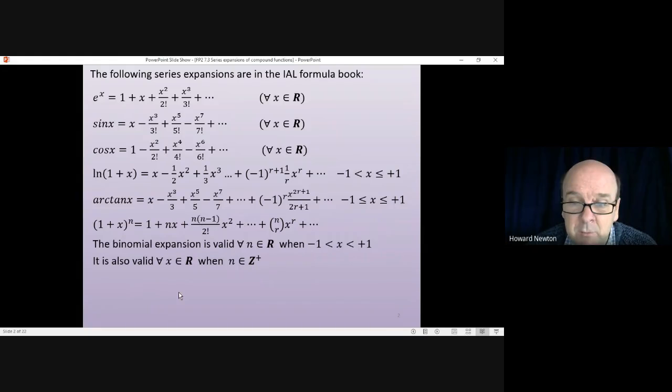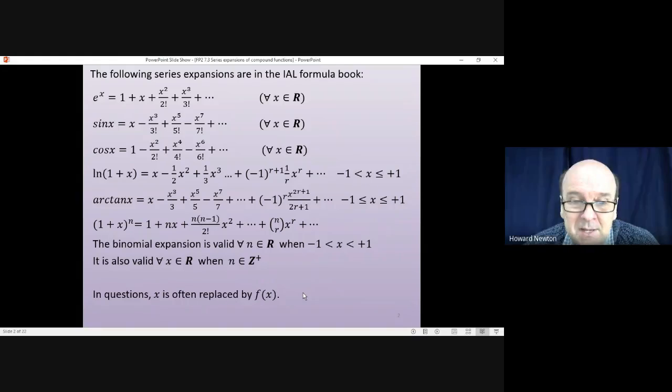But do walk carefully with that. So it is valid for any power, as long as x is between -1 and +1. It is valid for any value of x, as long as n is a positive integer. And in questions, frequently, rather than having x, you'll have some function of x, which means that in these series expansions, instead of writing x, you will have to write whatever the appropriate function of x is instead.